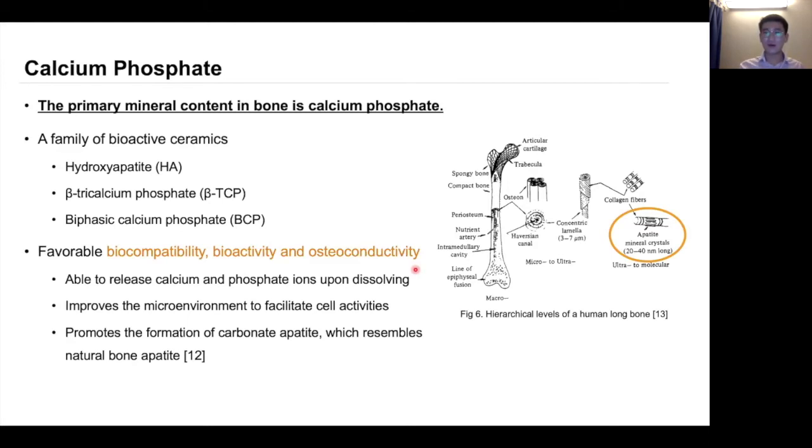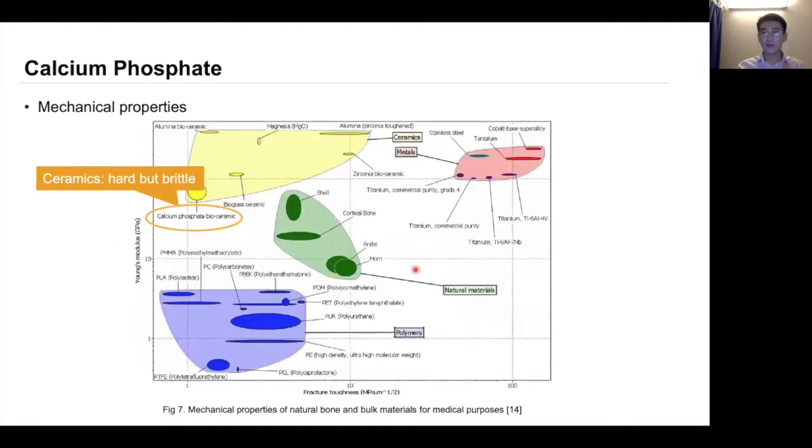Okay, this looks all promising from a biological point of view, but if we also take a look at the mechanical properties, you can see from this map that calcium phosphate is still basically ceramics. And we know that ceramics are hard but brittle. This brittleness is reflected in this graph, as there's a mismatch of fracture toughness when we compare calcium phosphate with this green area, which is basically the natural bone. This mismatch of mechanical property is definitely something that bone tissue engineers must consider in real life applications.